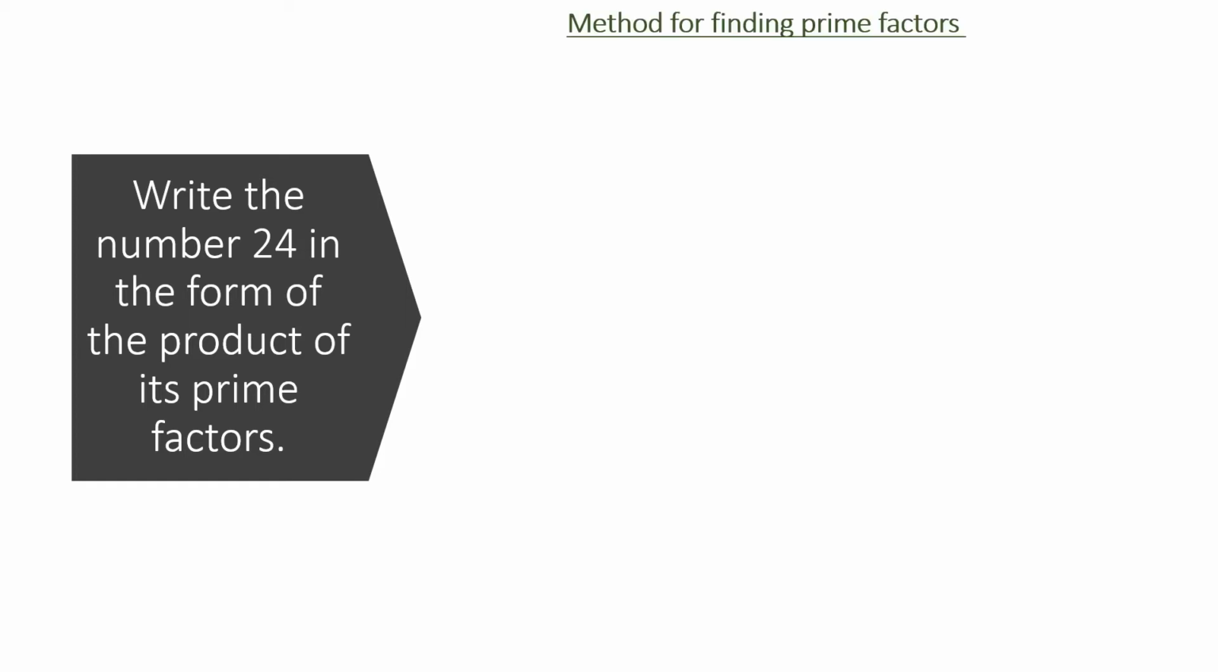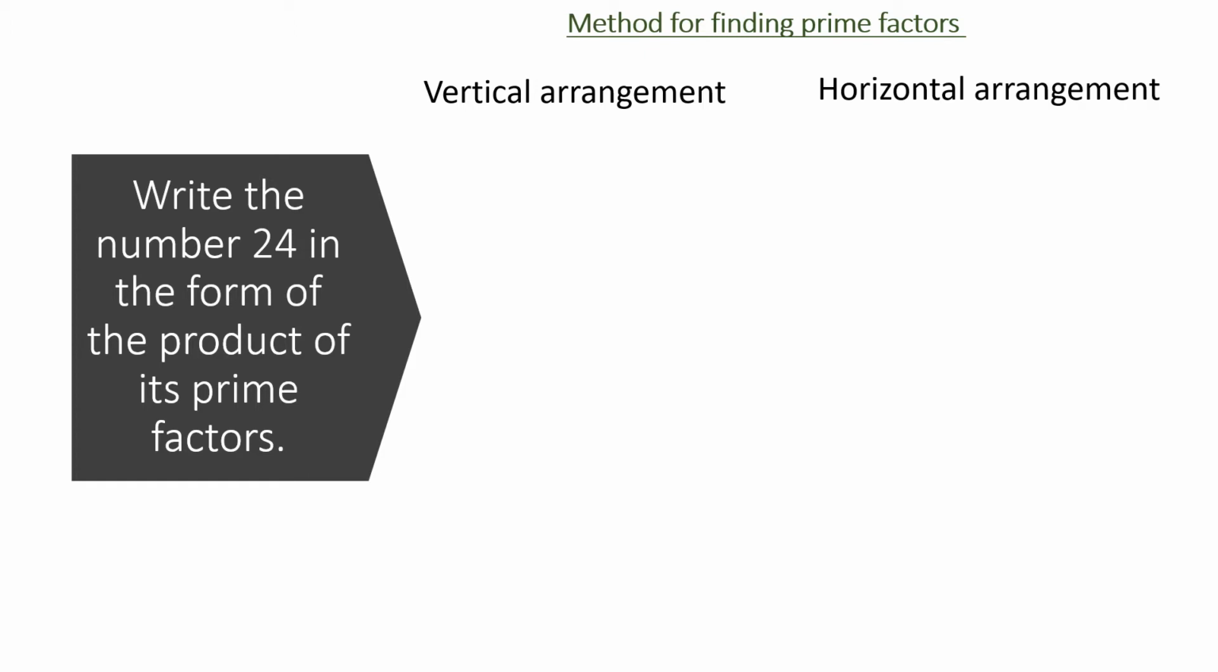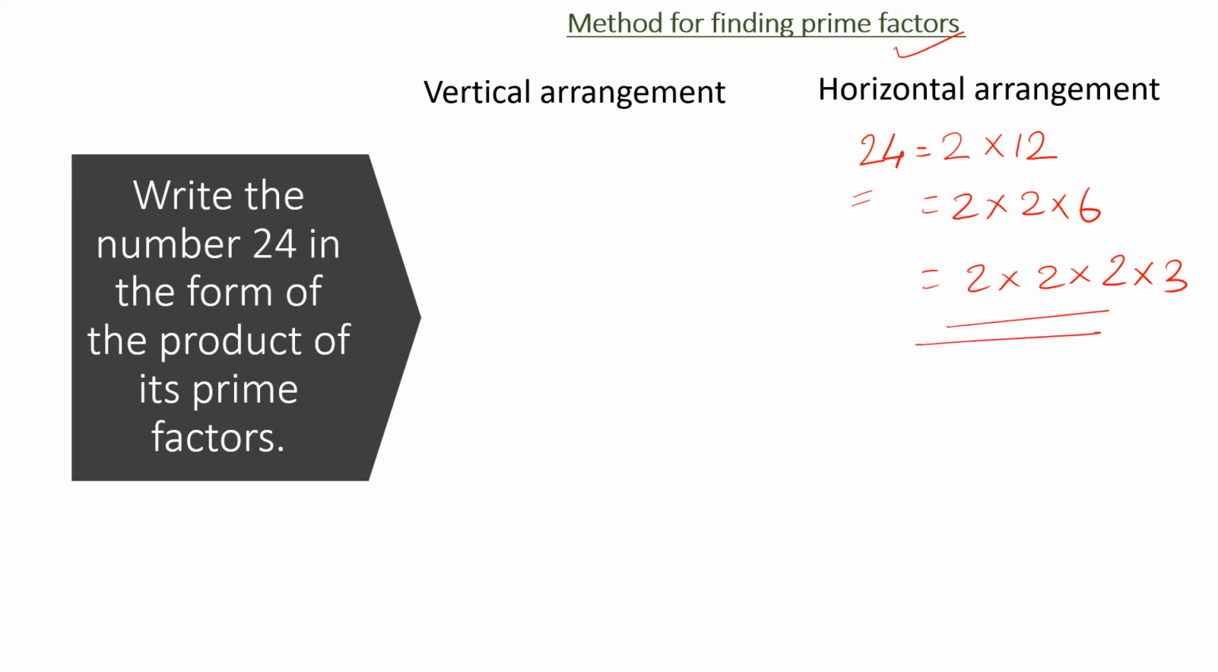There are two methods of showing it as prime factors. One method is called vertical arrangement and the other one is called horizontal arrangement. We are more familiar with horizontal arrangement. 24 can be written as 2 into 12 first, then 2 into 2 into 6, then 2 into 2 into 2 into 3. All these became prime numbers and we factorized it, and these are the prime factors of 24.